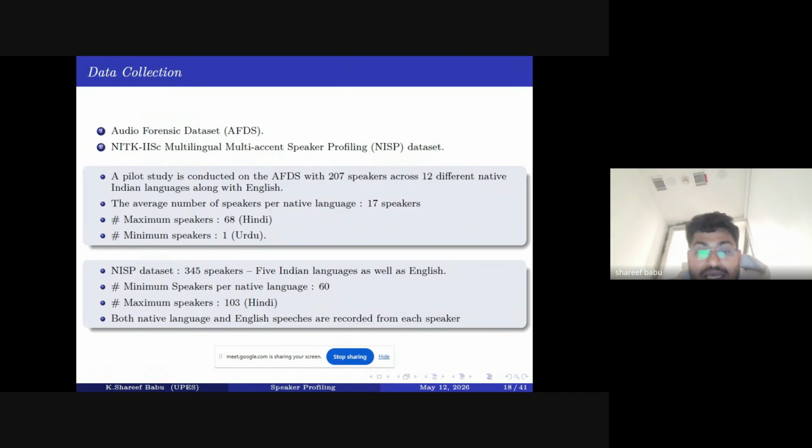When it comes to the NISP dataset, rather than diversifying our speakers, we concentrated only on five Indian languages along with English. Of course, the AFDS also has Indian English speech. Here for every language we had a minimum of 60 speakers, and for Hindi we collected around 100 speakers. Both Hindi and English were recorded from each speaker.